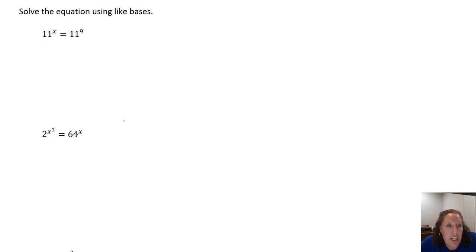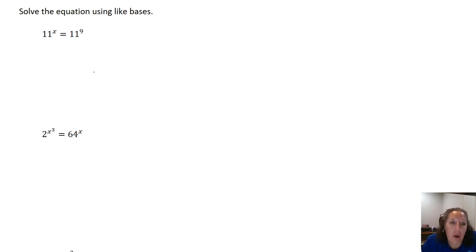Hello. In this video we're going to take a look at solving exponential equations using like bases. Like bases means that we're going to have the same number in the base on both sides. Our first example, we have 11 to the x equals 11 to the 9th.